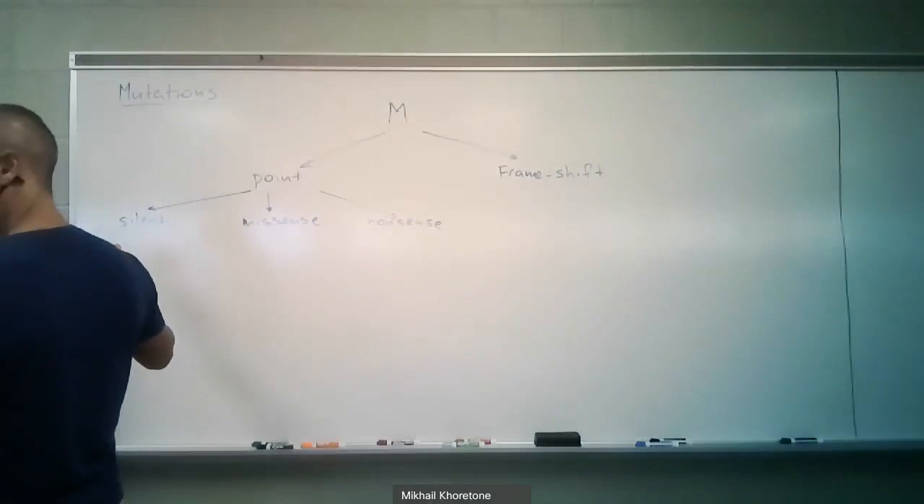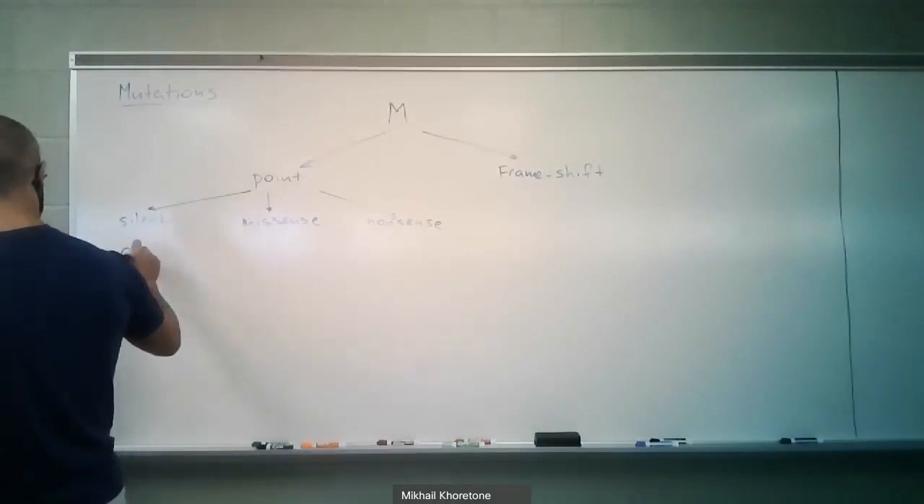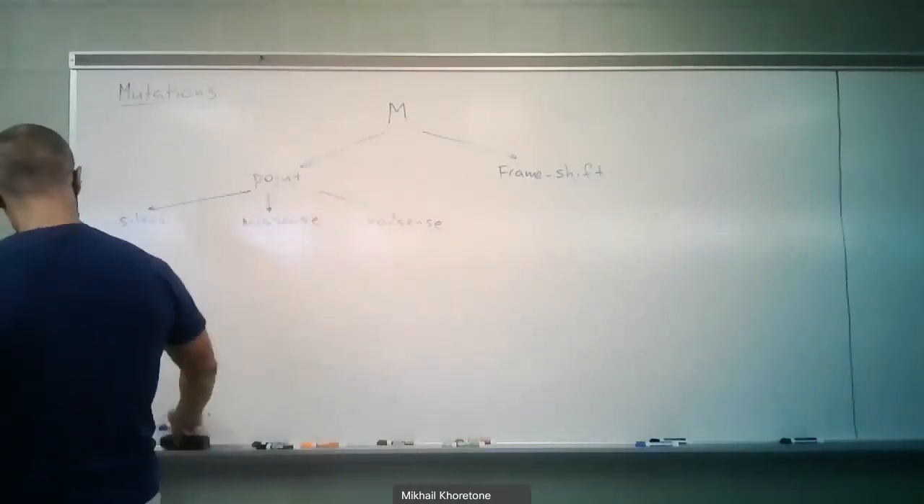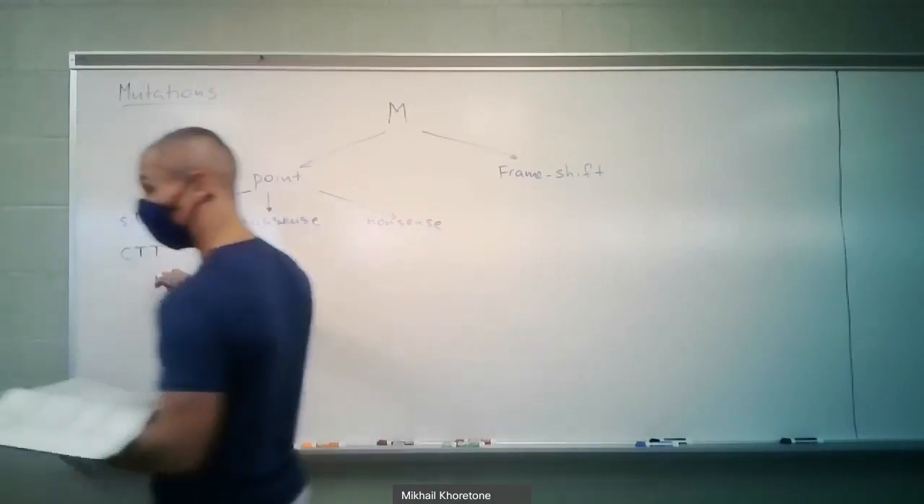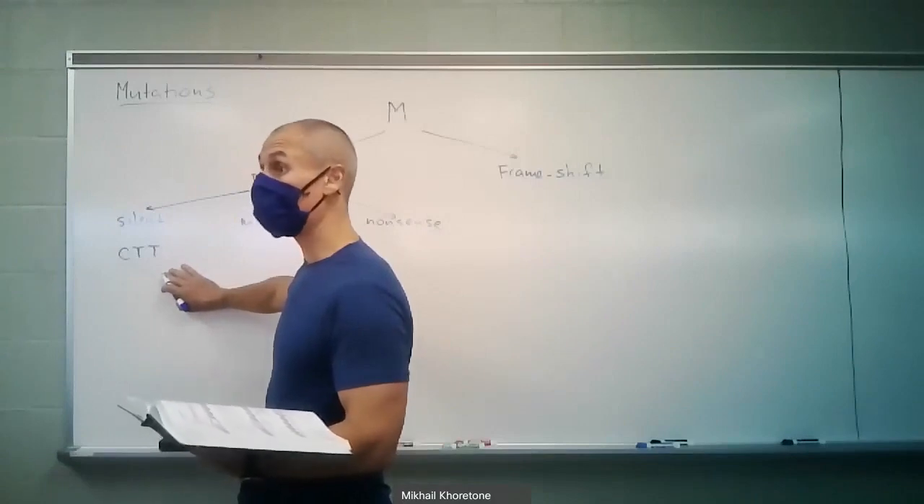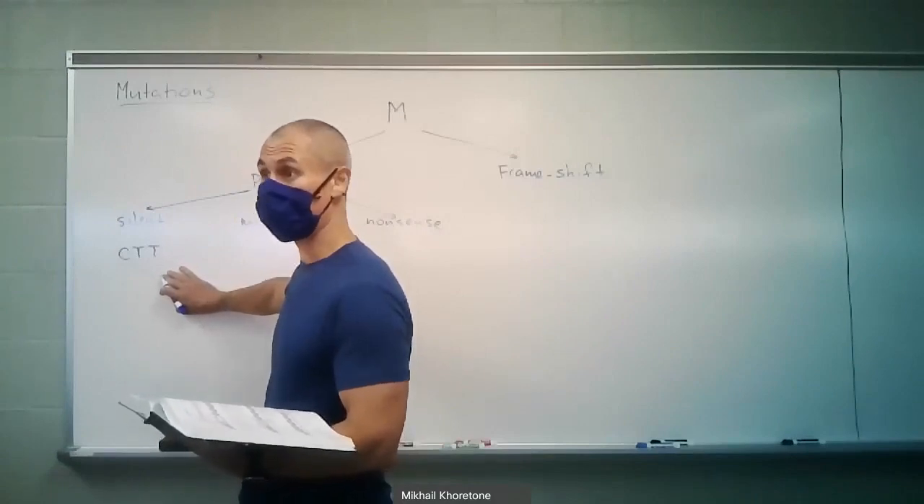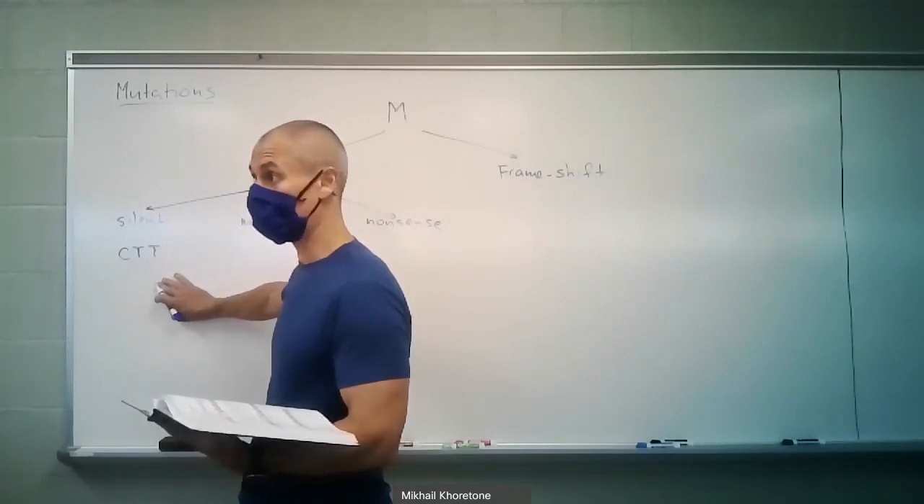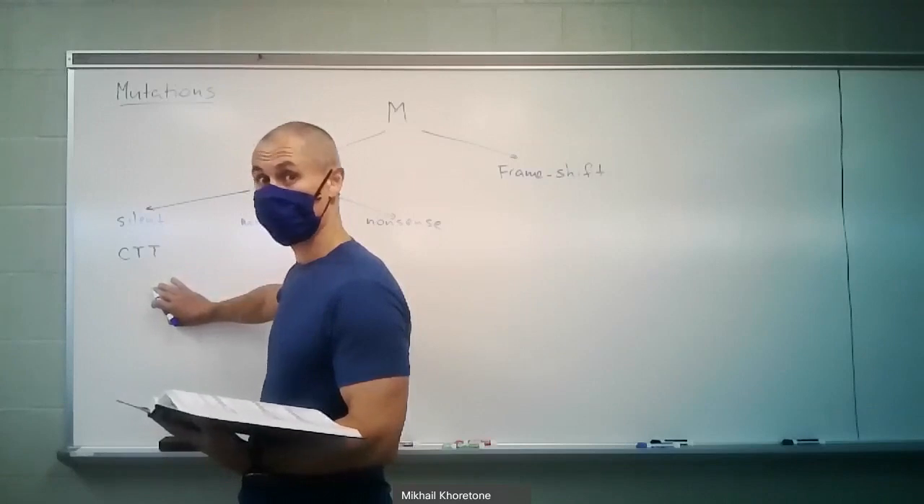So let's talk about an example of a silent mutation. The amino acid leucine can be encoded by the codon CTT. We're talking about DNA. Remember, DNA. For RNA, it's going to be CUU. Does that make sense?